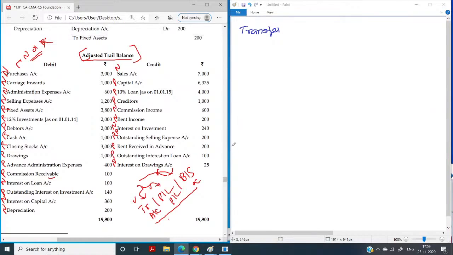While passing the transfer entry, whatever the account balance may be, if it is a debit balance and is transferable to the other account, the debit should be cancelled. The debit can be cancelled means that particular account should be credited, and the account where it is going to be transferred will be debited. That's the logic here.